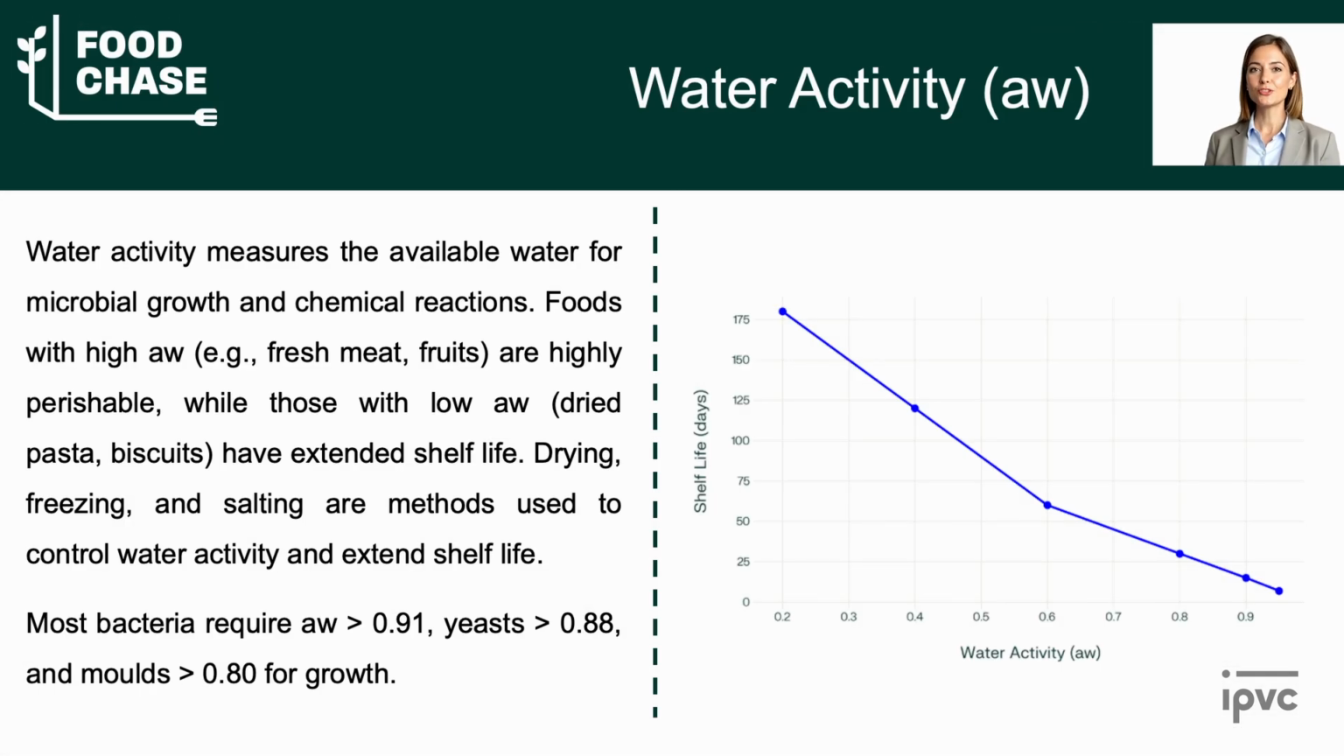A key concept here is water activity, which measures the available water for microbial growth and chemical reactions. Foods with high water activity, like fresh meat or fruits, are highly perishable. In contrast, foods with low water activity, such as dried pasta or biscuits, have extended shelf life. Most bacteria require an AW greater than 0.91, yeasts greater than 0.88, and molds greater than 0.80 to grow. Methods like drying, freezing, and salting are used to control water activity and extend product stability.